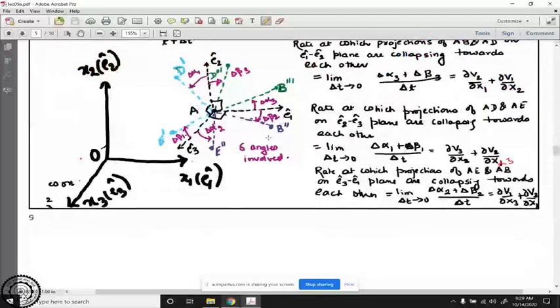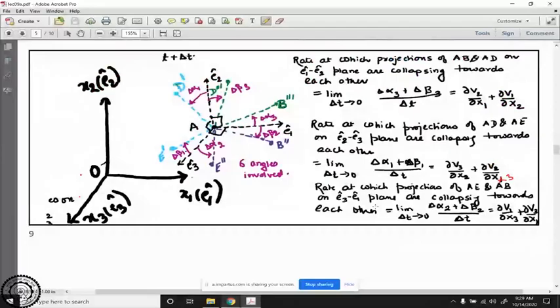And the third similar question I can ask: the rate at which projections of AE and AB on the E3, E1 plane are collapsing towards each other. And since 3 and 1 are involved, we will have del v1 del x3 and del v3 del x1.